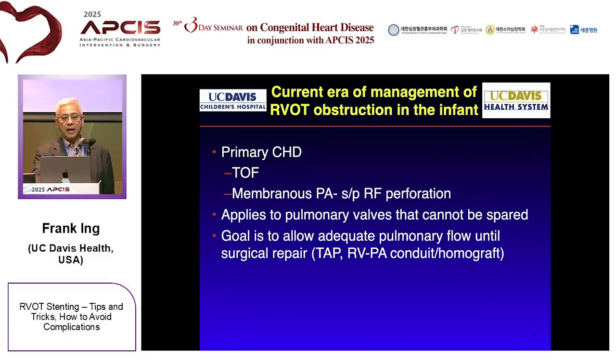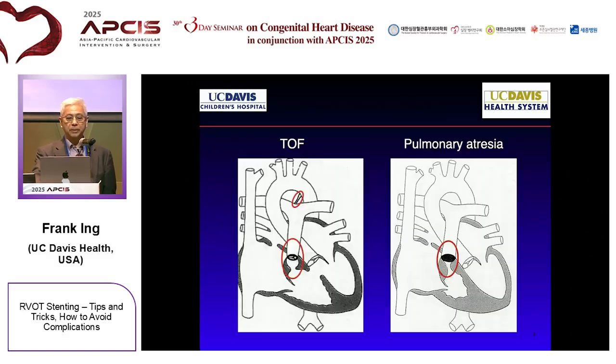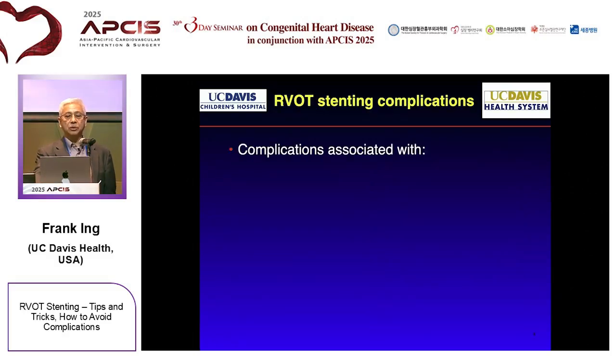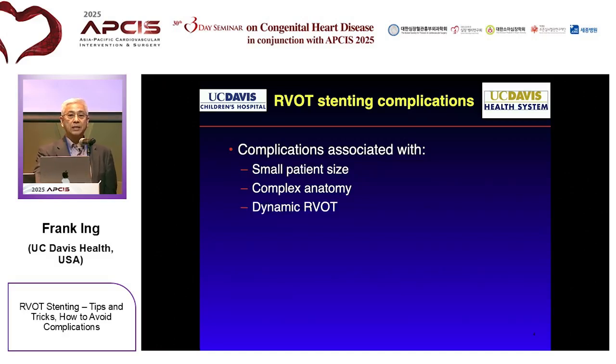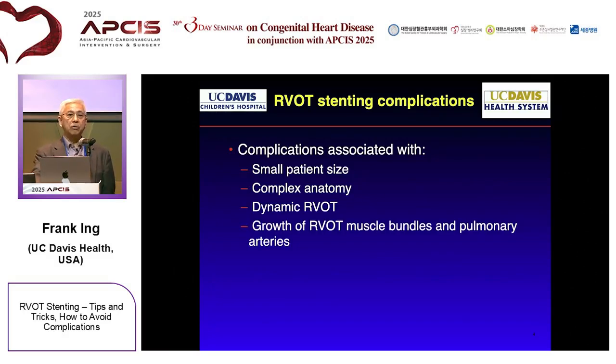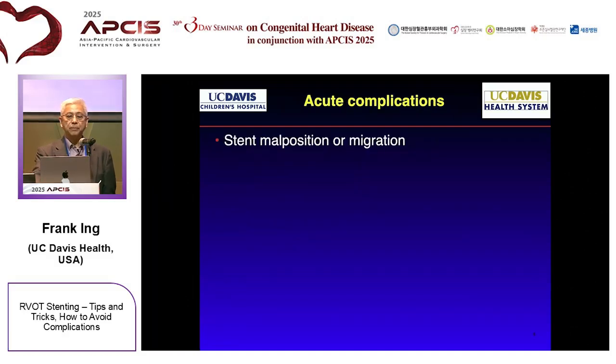The goal is to provide adequate pulmonary flow until the surgeons do their repair, either with a transannular patch or RV to PA conduit. So these are the two anatomies that I'm going to mostly focus on. Complications are associated with either the patient being small, so they're an intrinsic complication just because the baby is small, complex anatomy, a dynamic right ventricle outflow tract, and growth of the RVOT muscle bundles and the pulmonary arteries.